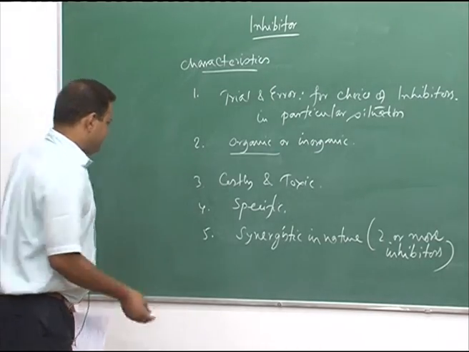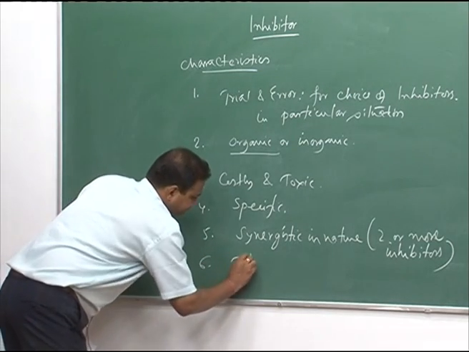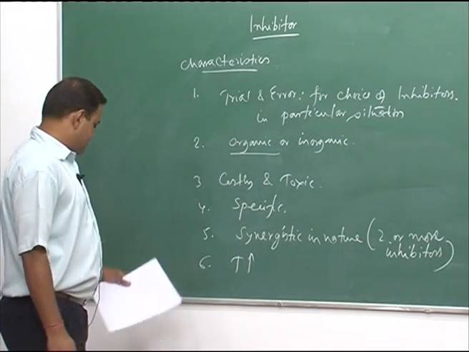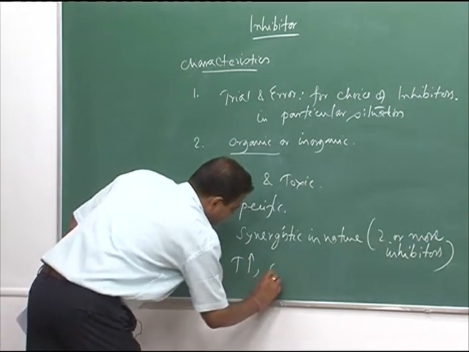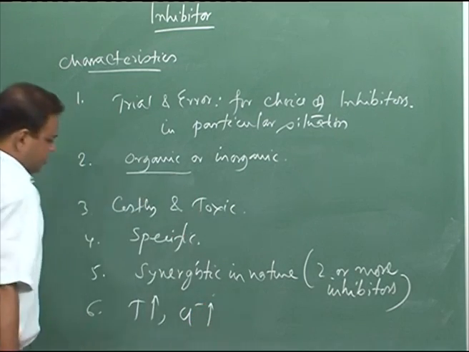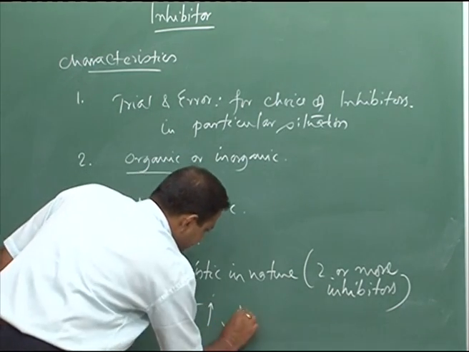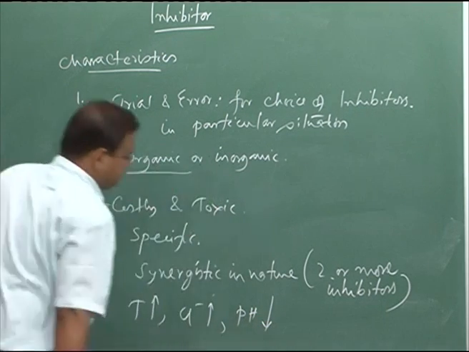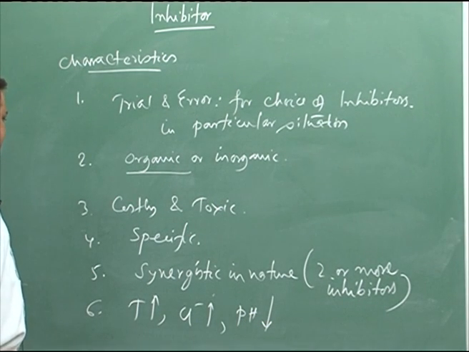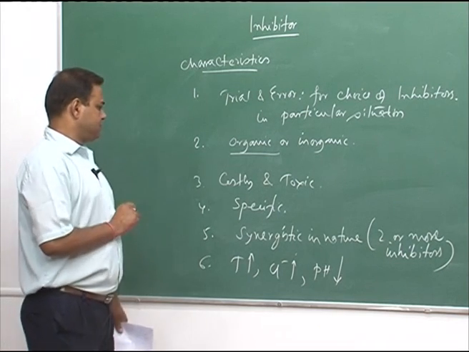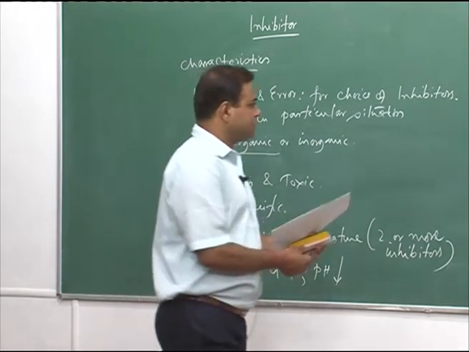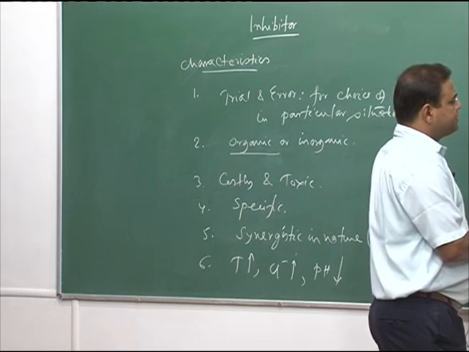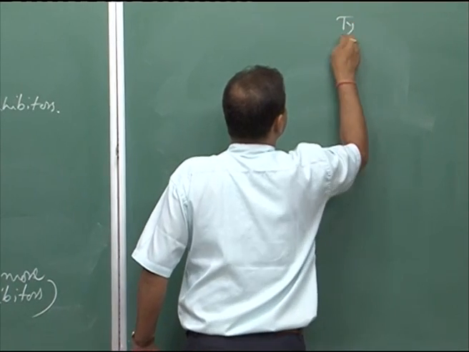And of course, if we increase the temperature, or if the chlorine content is increased, or let us say the pH is decreased, in these cases the amount of inhibitor would also increase. So, these are the common characteristics of inhibitors, and let us see how many types of inhibitors there are.